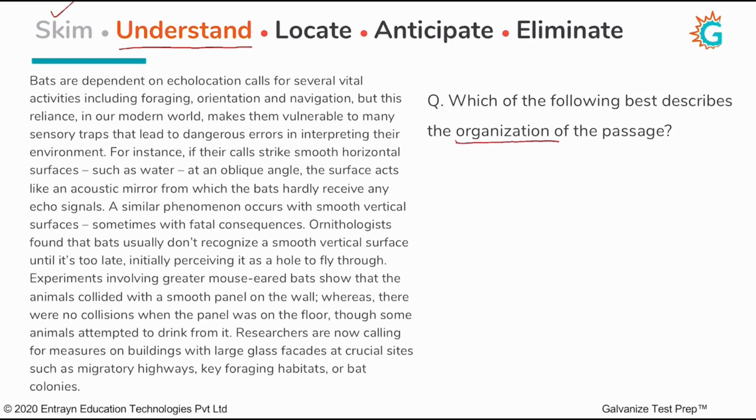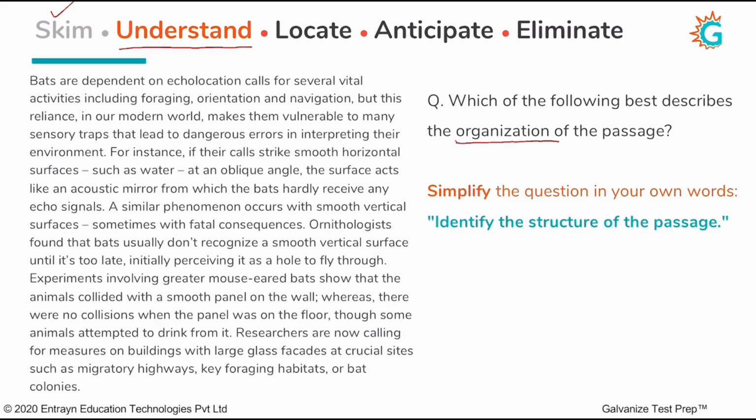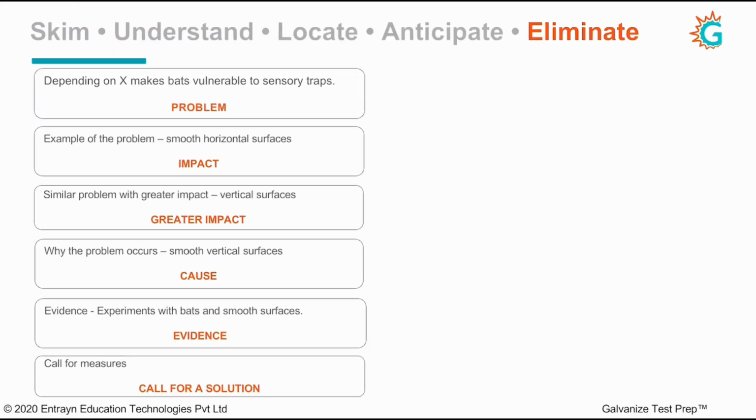Organization of a passage basically means the structure of a passage. So the question is simply asking us how the passage is organized. In other words, the question wants us to identify the structure of the passage. And guess what? We have already identified the structure of the passage while we skimmed the passage. So there's nothing really for us to locate here, and we already know that the structure of the passage is a problem structure, and we know what the different stages are in a problem structured passage. So now we can directly proceed to the next step.